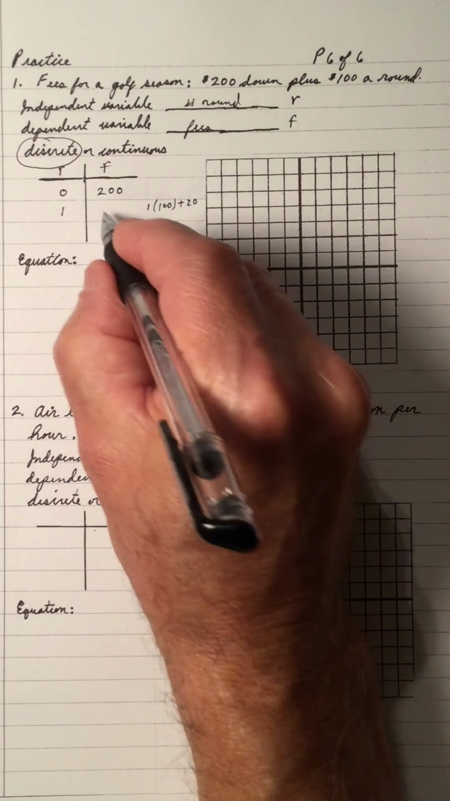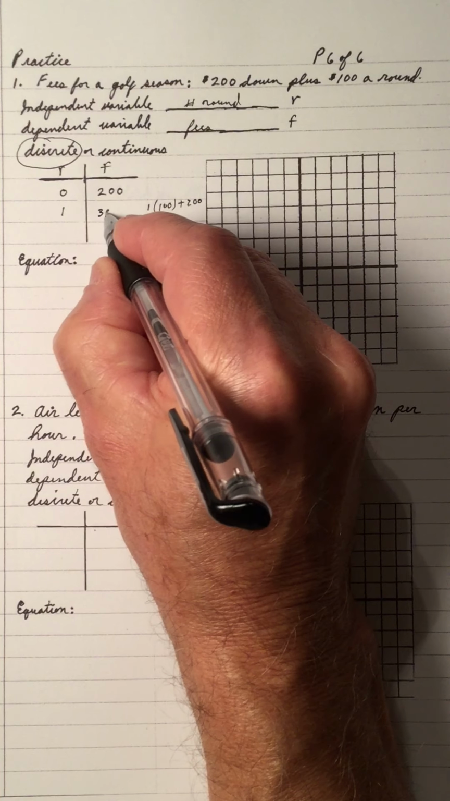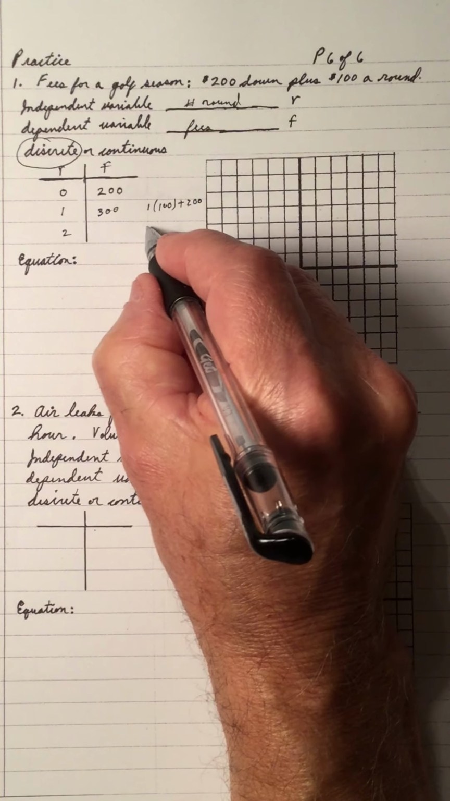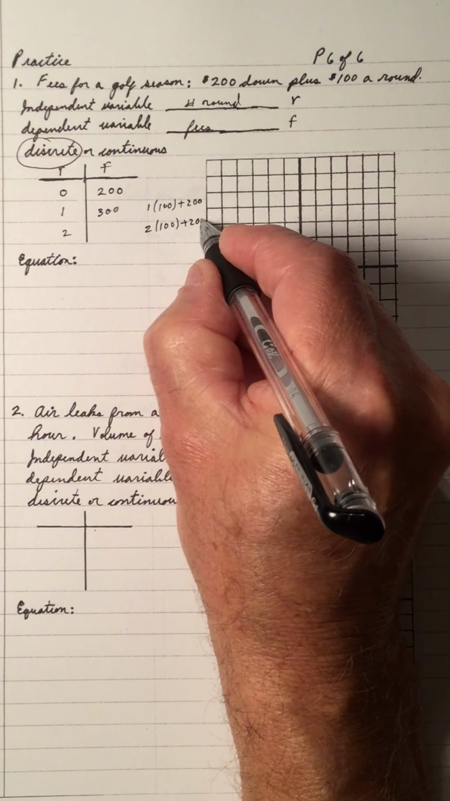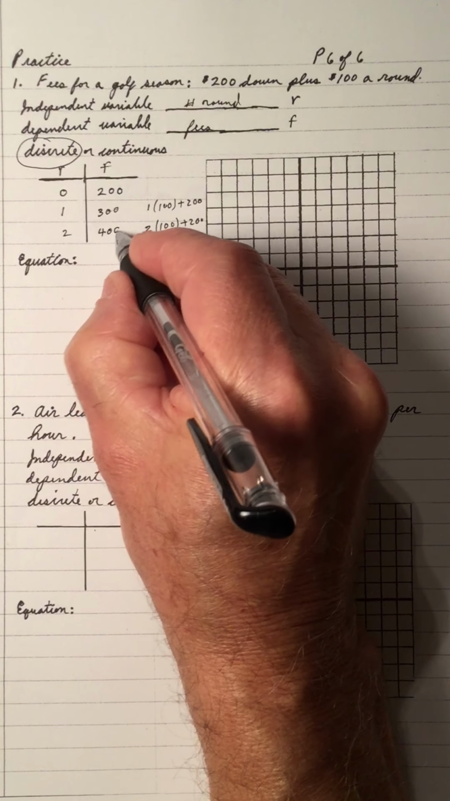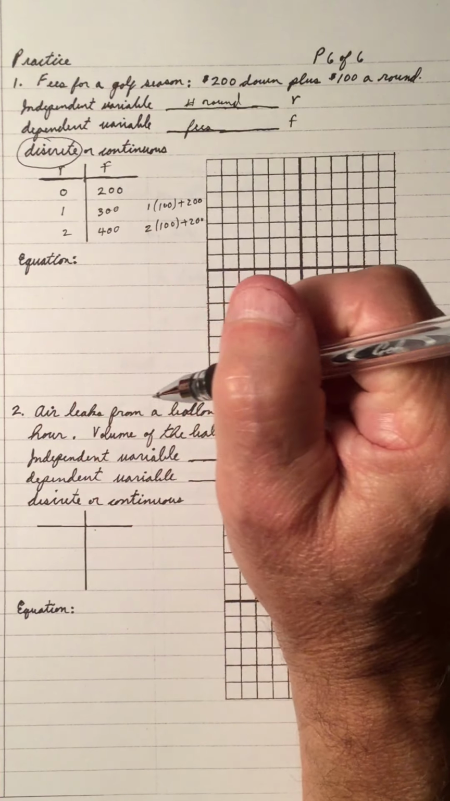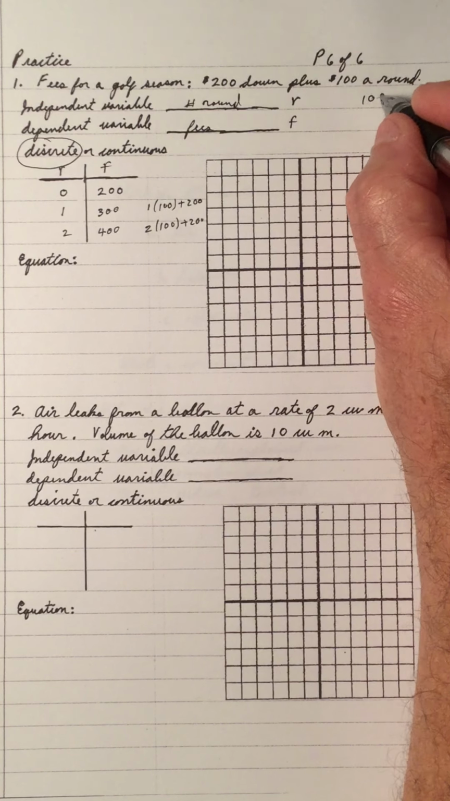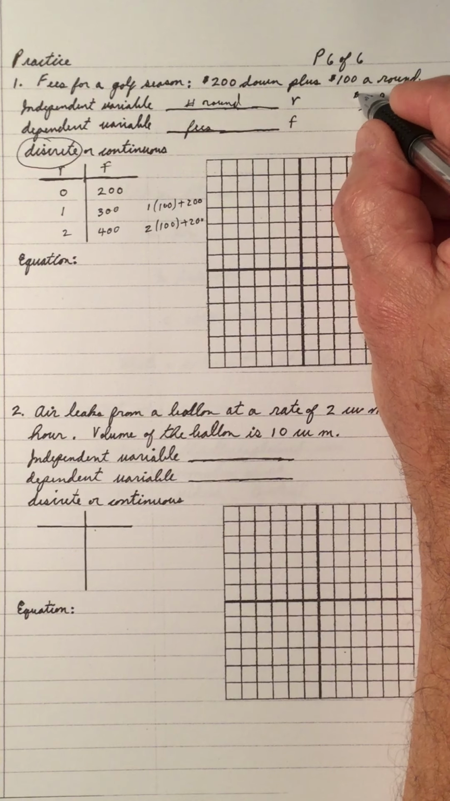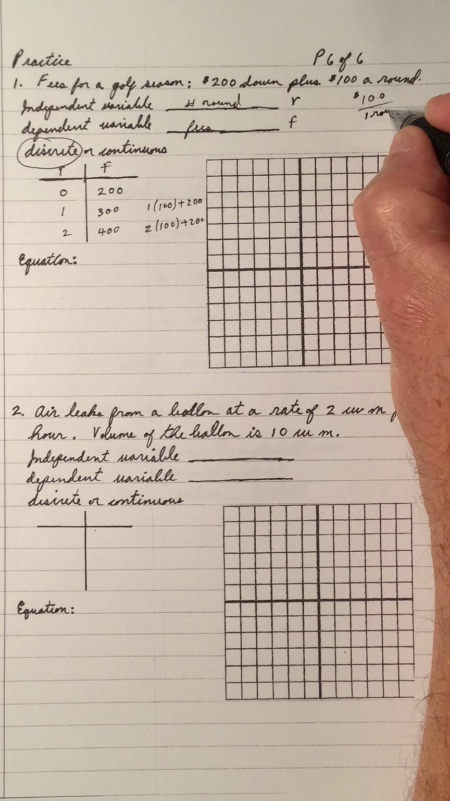So that's $300 you pay. If you do 2 rounds of golf, then you pay 2 times 100 plus 200, so you pay 400. So notice you're going up by 100 each time, $100 for 1 round of golf, per round.